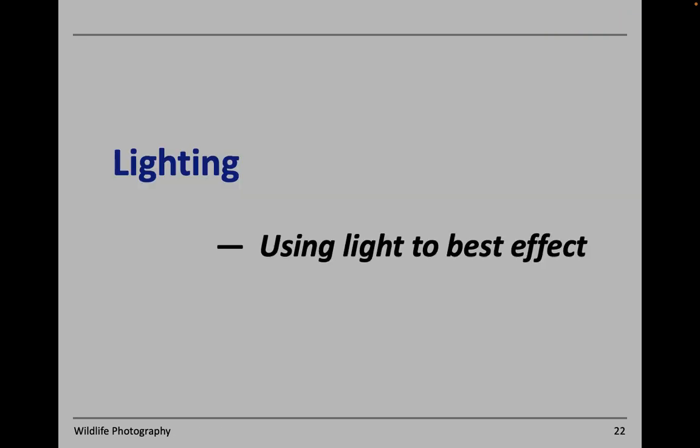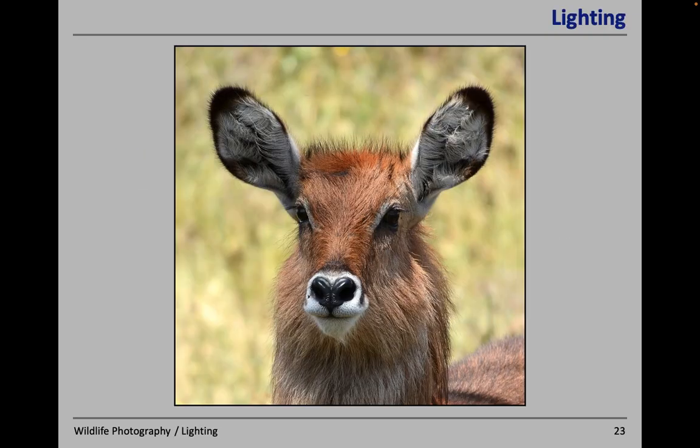Let's have a think about lighting, using light to best effect. In Africa, we're basically in Kenya or Tanzania, we're pretty much on the equator. So we have sunshine most of the day. The sun rises at about 6 o'clock, the sun sets at about 6 o'clock. We're on the equator, so you always get 12 hours of daylight, and most of it is sunny. So you have light, you have good light, plenty of light throughout the day.